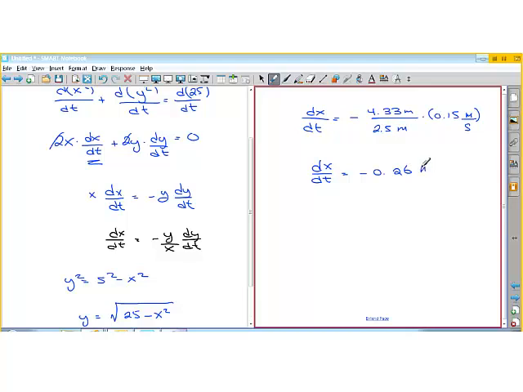And the units are meters per second, because these meters cancel out with each other and we just have the units. You'd expect dx/dt and dy/dt to be the same units, because they're both rate of change of length. And it's negative because x is getting shorter. The board is getting closer to the side of the building. So I'm just looking at the answer here. Negative 0.26 meters per second is the answer.